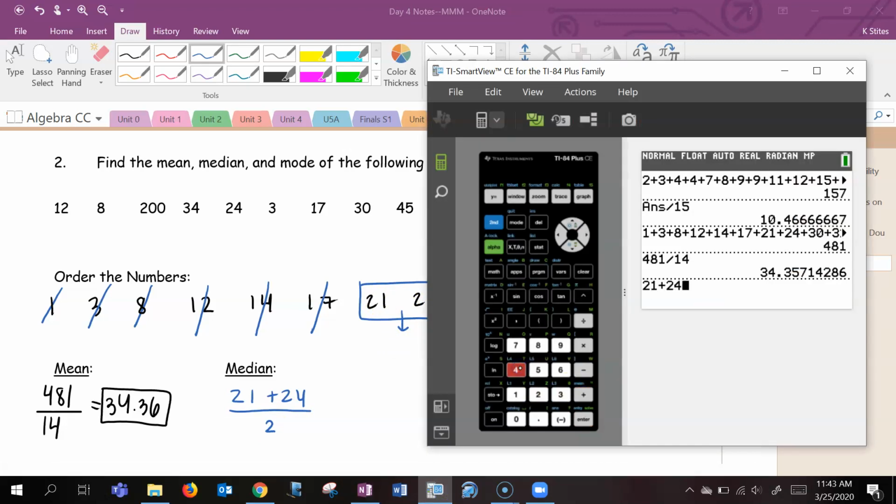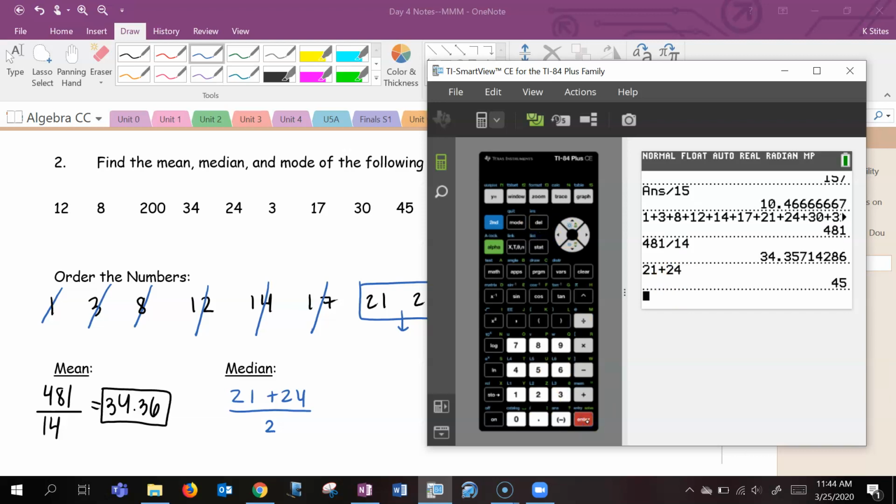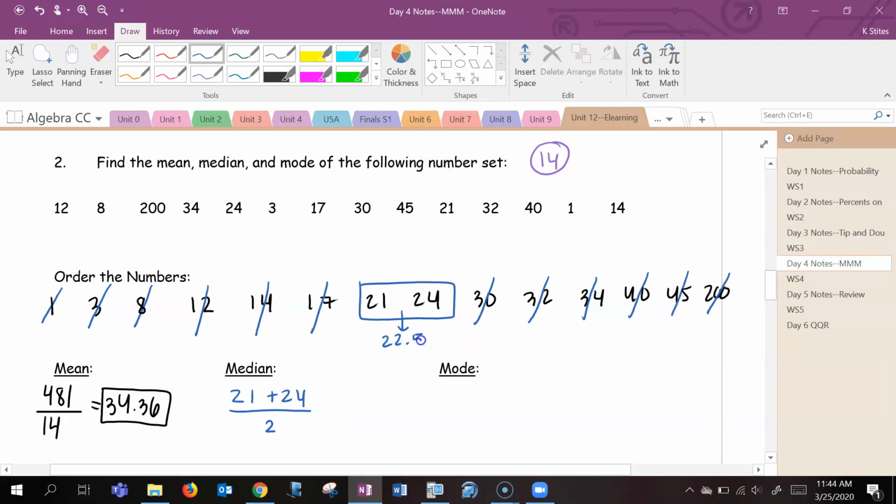Make sure when you type this into your calculator, you can't just put divide by 2. That's only dividing the 24 by 2. So you've got to press enter, then divide by 2. And that'll give you 22.5. So that's your median. That's the number that's right in the middle. And the only time we'll have to do that is when we have an even number of numbers.